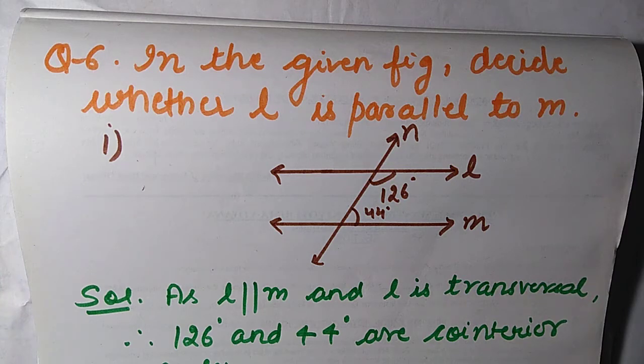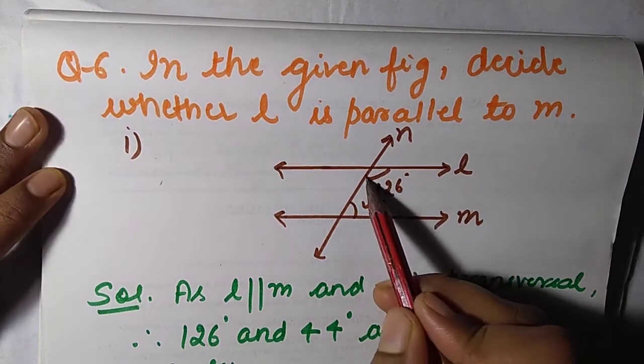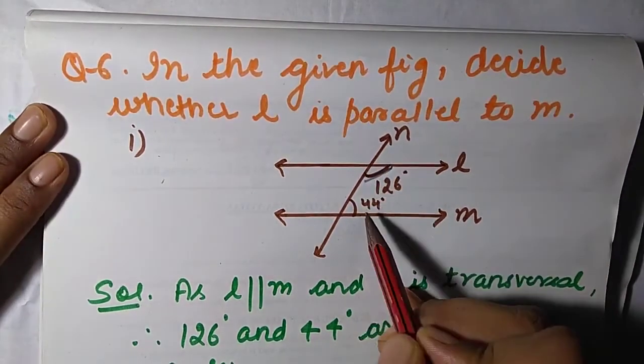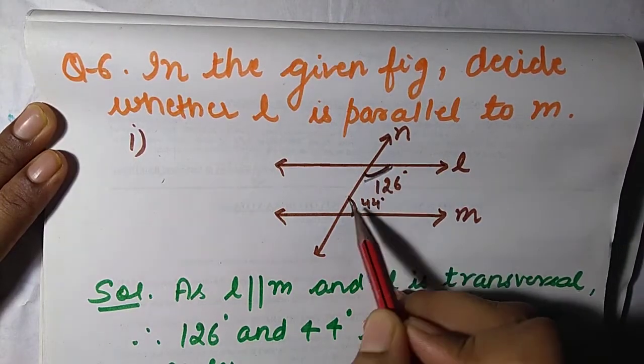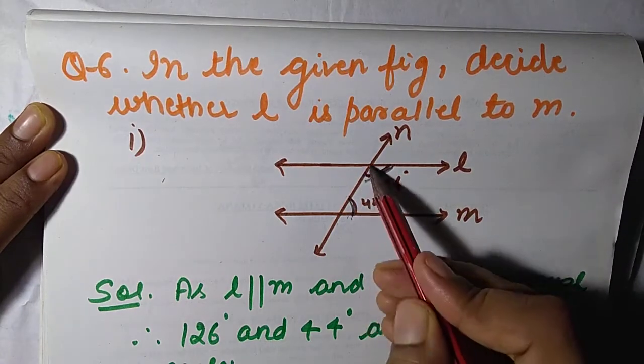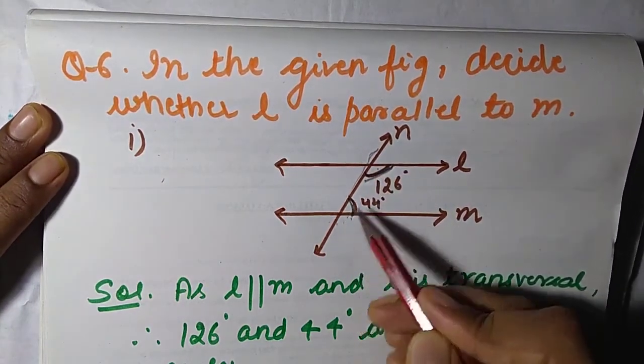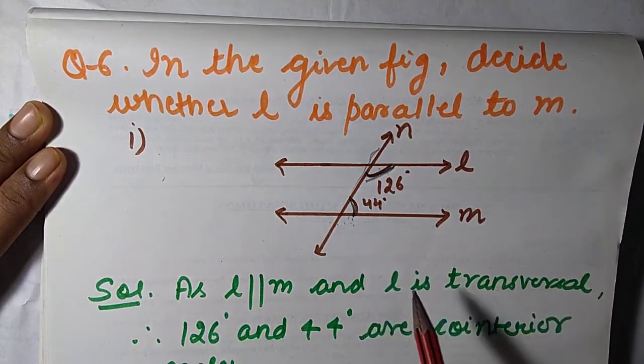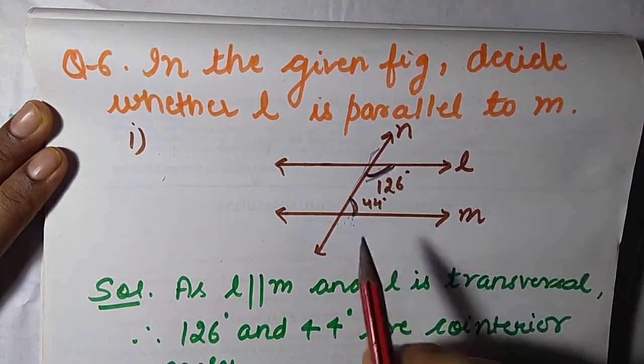So which are co-interior angles? Co-interior, as the name suggests, they must be together and interior angles. Together means the same side of the transversal and they must be interior angles. So here this is the diagram given. I can find that these angles 126 and 44 are co-interior angles because they are inside the lines, in between the lines and on one side of the transversal. So they are co-interior. So I will check the sum of these 2 angles.